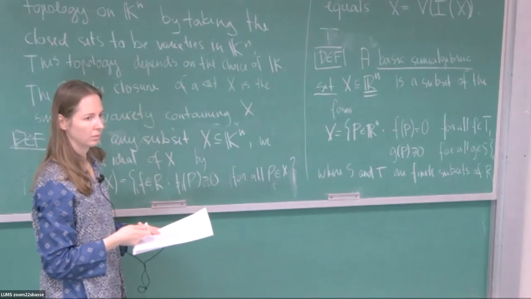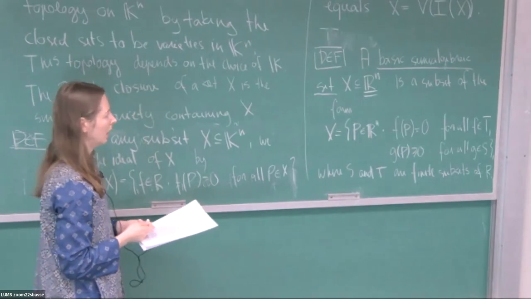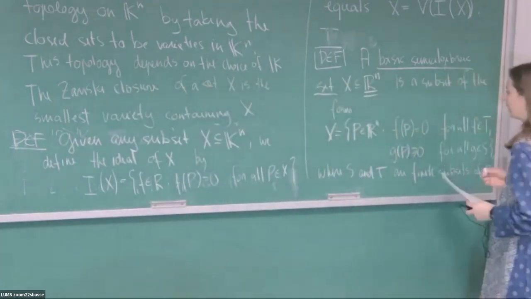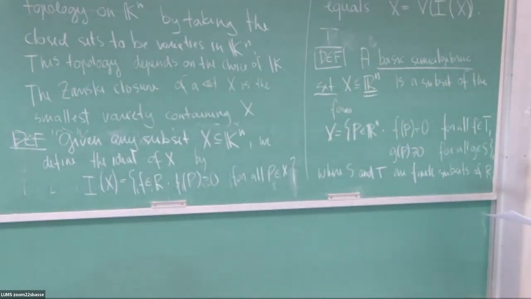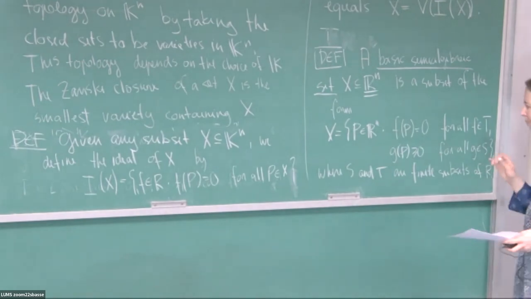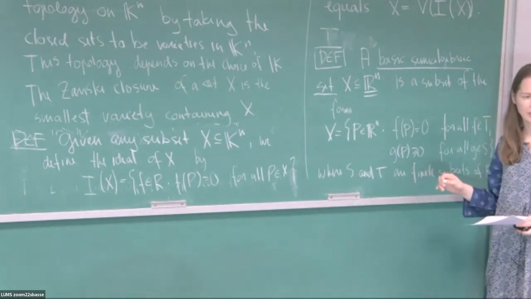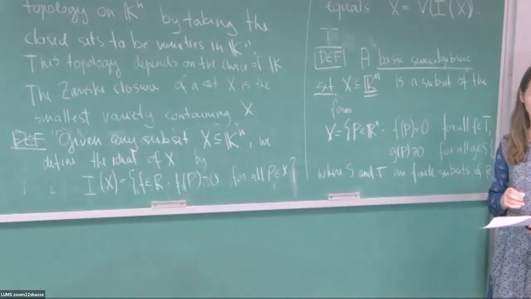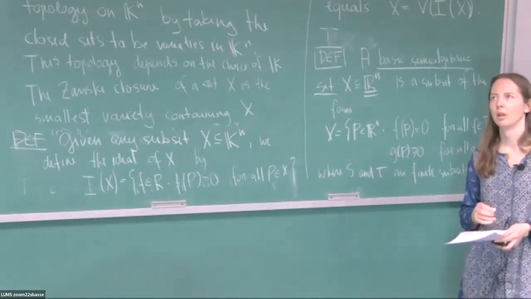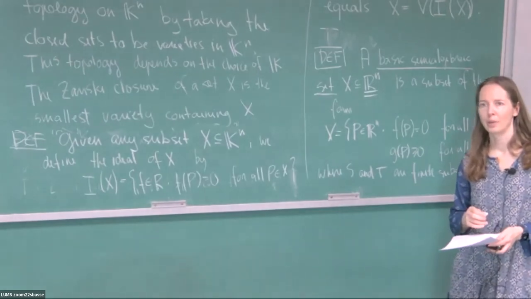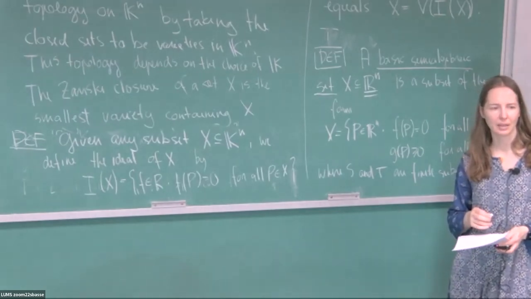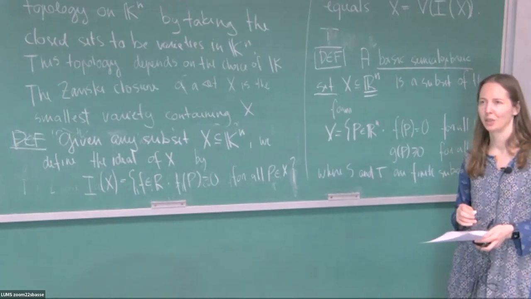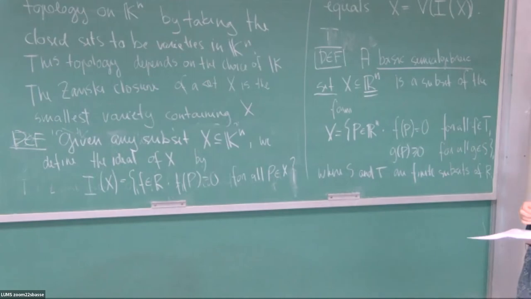Is it necessary that S and T need to be finite? I think yes. I can't right now come up with an example on the spot where, you know, where we would have infinitely many, and we would get something that we don't want.